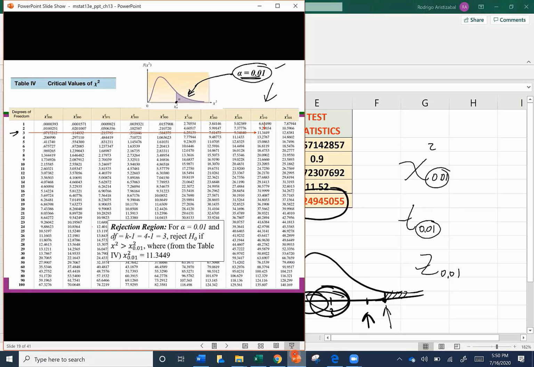This value is 11.3449. Then my rejection region will be defined according to alpha, which is 1% level of significance, and the degrees of freedom 3. Then we reject the null hypothesis if we obtain a value far away from my expectation. How far away? If this value is bigger than 11.3449, that is my rejection region.